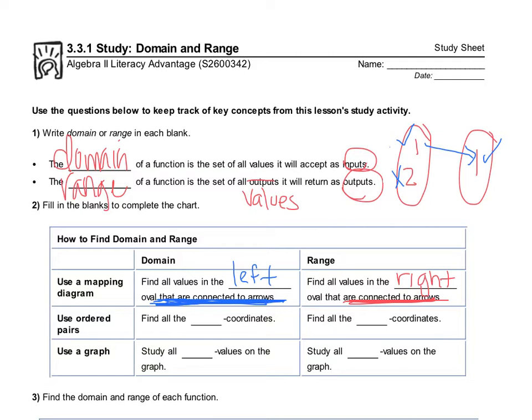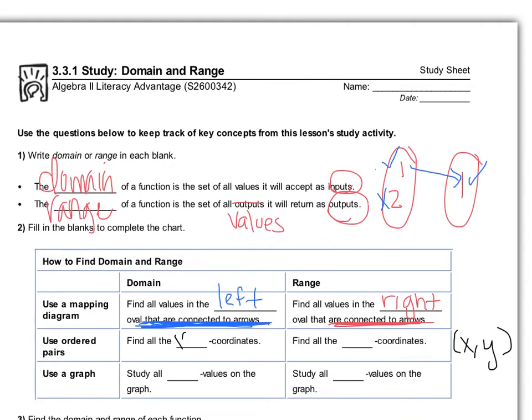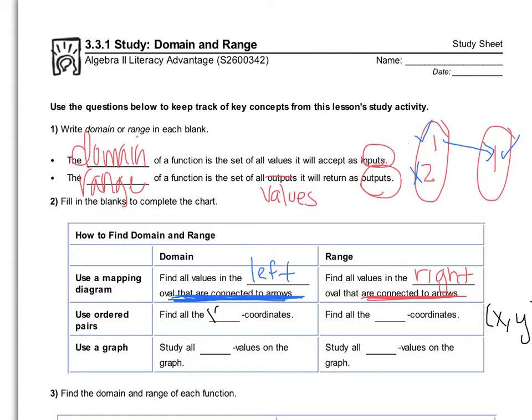All right, our second way to figure out what our domain and range are is using ordered pairs. Remember, ordered pairs are going to look like this, x comma y with parentheses. Our domain is all of the x coordinates, and our range is all of the y coordinates. The last way to do it is to use a graph, and we'll do some examples of that in a second. To find the domain in the graph, you study all of the x values, and to find the range, you study all of the y values.